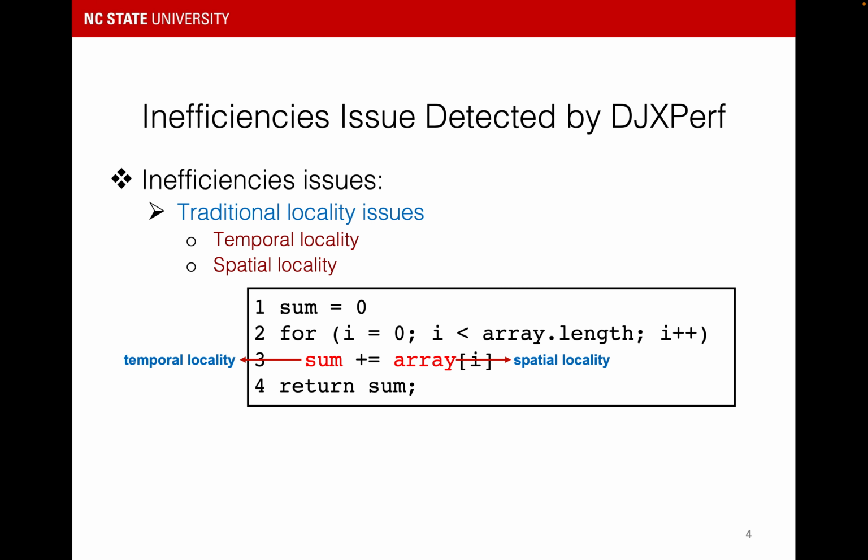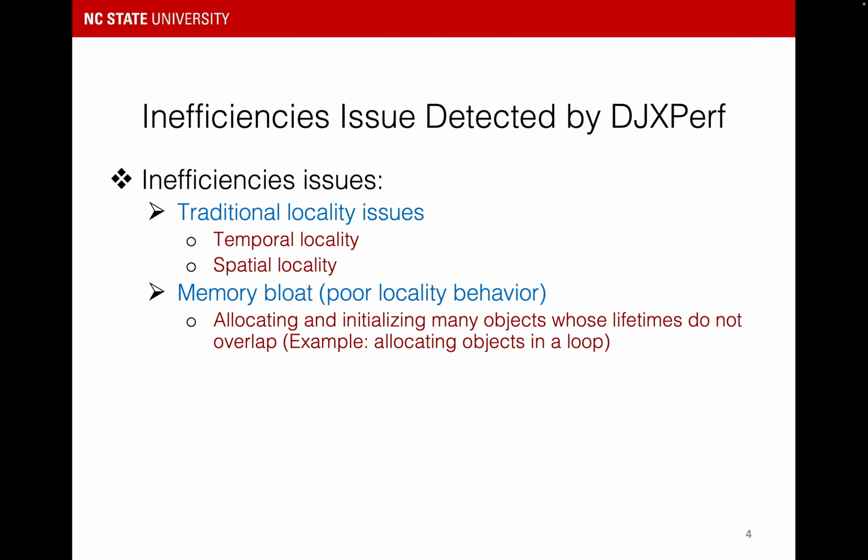Besides the traditional locality problems, garbage-collected languages such as Java have another unique locality issue, memory bloat. Memory bloat occurs by allocating and initializing many objects whose lifetimes do not overlap. For example, allocating objects in a loop where the object's lifetime is only the scope of the loop body. Since garbage collection happens sometime later in the future, memory consumption increases.